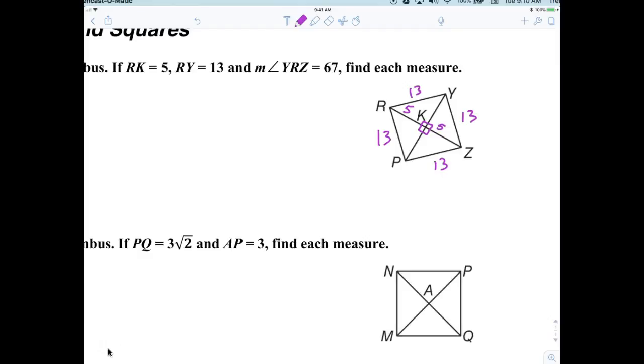Diagonals are equal in a rectangle, and we can prove that by side-angle-side. And in the square, that's exactly right, because they're perpendicular.